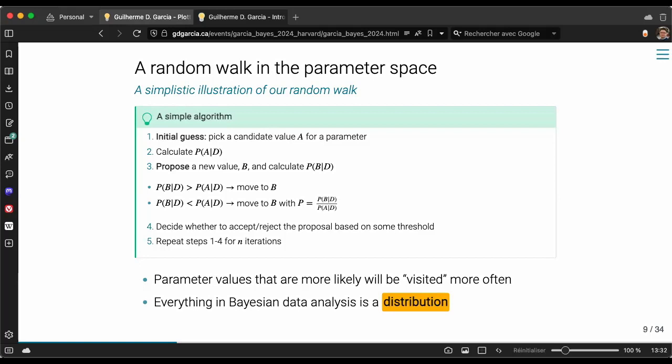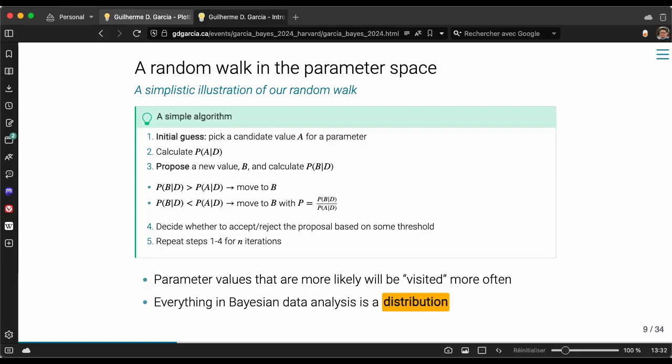So it's not a categorical jump. So you have to decide whether to accept this proposal. So this is where the algorithm comes into play. Different algorithms will have different proposal strategies. And once we repeat steps 1 through 4 many times, it just so happens that in this space of parameter values, the parameters that are more likely will be visited more often.